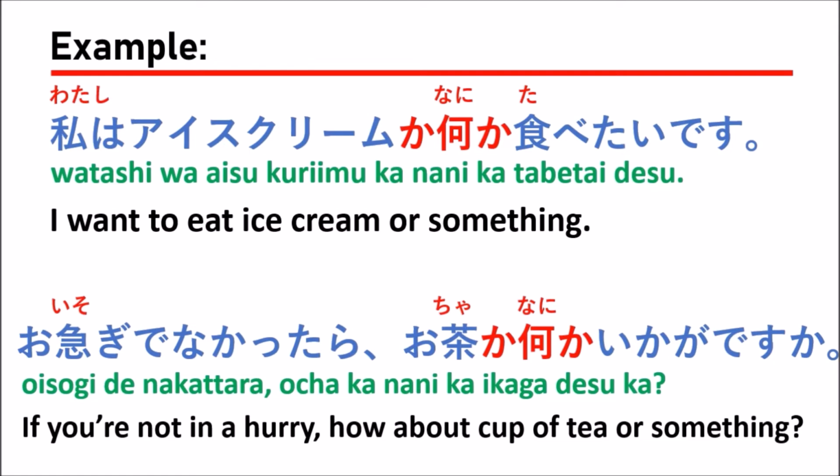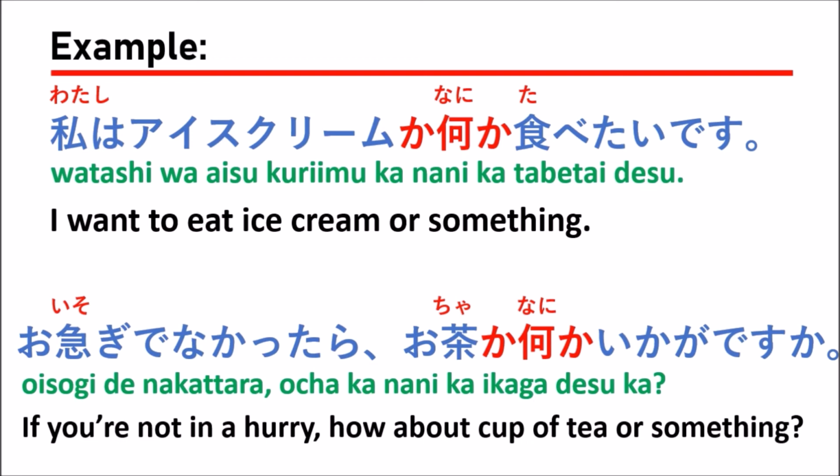You see that for the first sentence, ice cream ka nanika tabetai desu, that is when you work very hard and from the bottom of your feeling you want to eat something, such as ice cream or something. You can say this to explain that you want to eat something very cool like ice cream. And for the second sentence, if you don't know what that person wants to drink, you can say ocha ka nanika, that means some cup of tea or something like this.